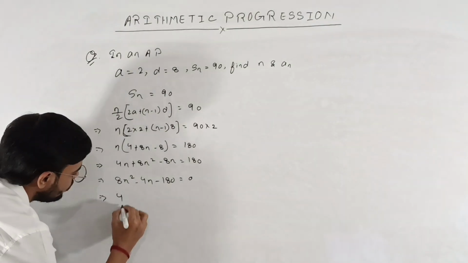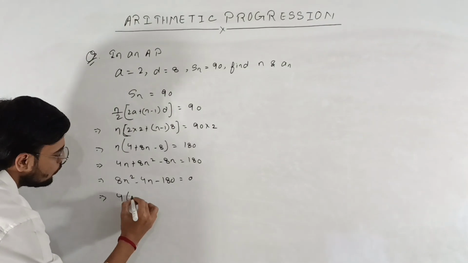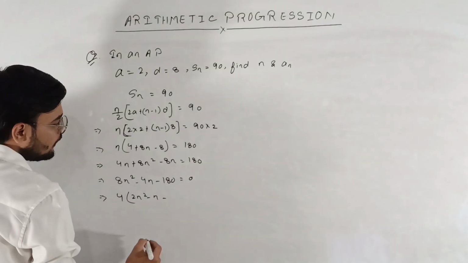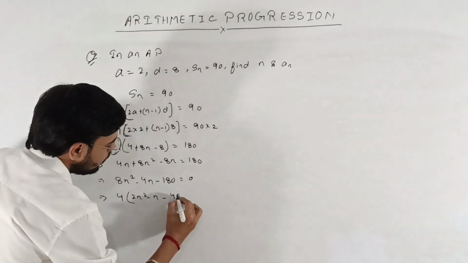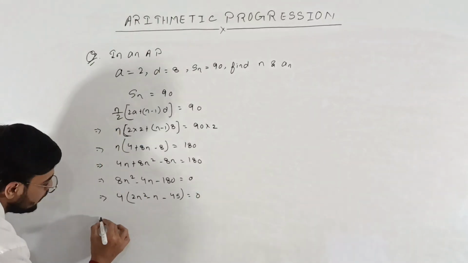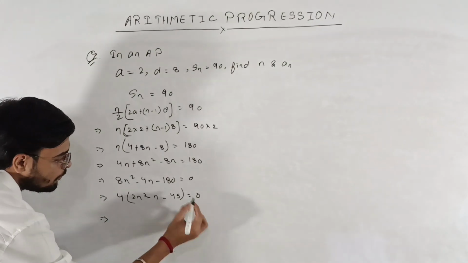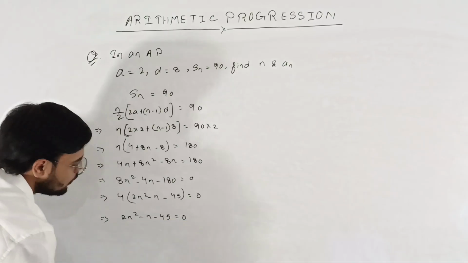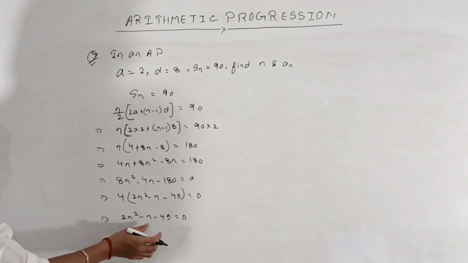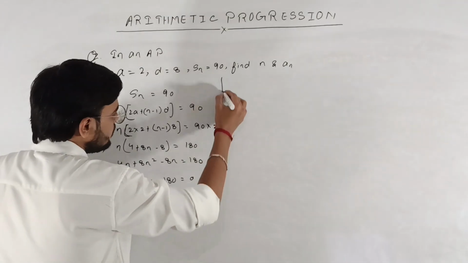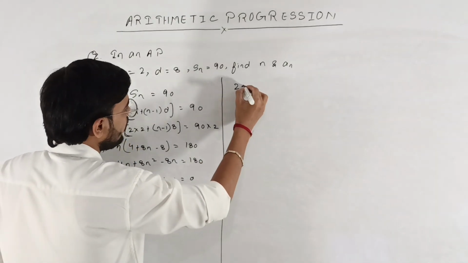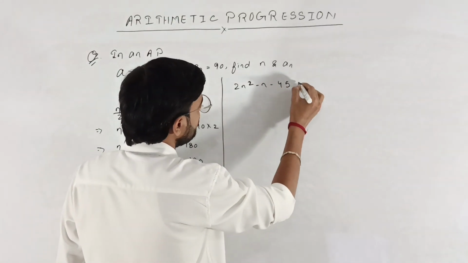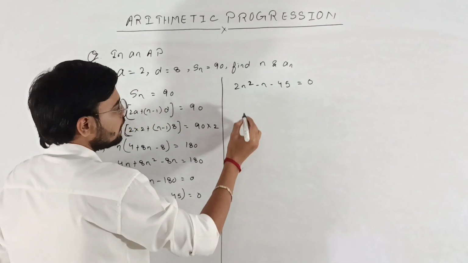Now we take 4 as common. Then we are left with 4 times (2n square minus n minus 45): 4 3 is 12, 4 4 is 16, 20, 4 5 is 20, 45, equal to 0. Now from here, this 4 goes to this side and becomes 0. So here 2n square minus n minus 45 is equal to 0. Now this is my quadratic equation: 2n square minus n minus 45 is equal to 0. Now solve this quadratic equation. Okay, now solve this one.